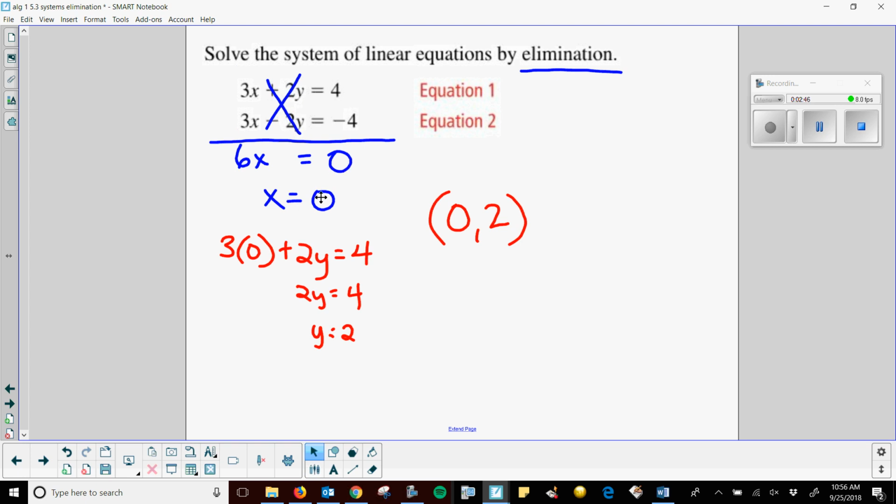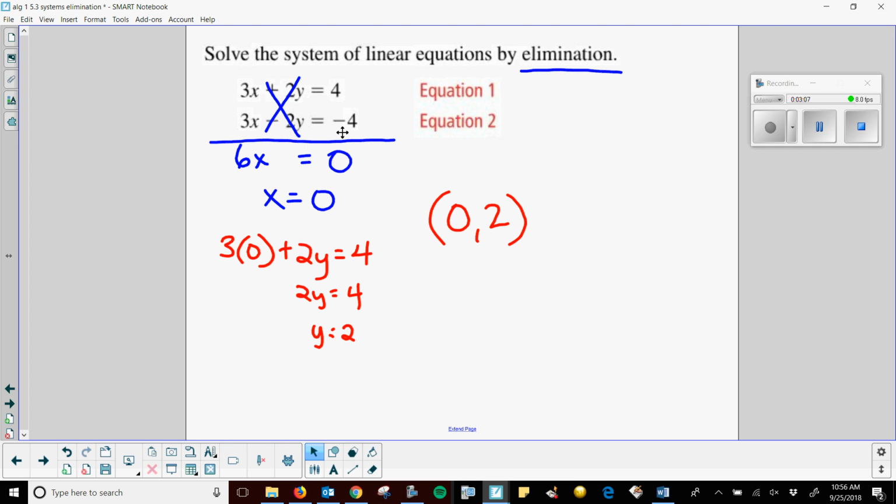Divide both sides by 6. Boom, we got our answer. And just like what we did before, we're going to take this and plug it back in somewhere. It doesn't really matter where, top or bottom. It looks like we chose to do the top, where it was 3x plus 2y. X is 0, so that's not even there. 2y equals 4, divide, and I get y equals 2. And I get my answer.